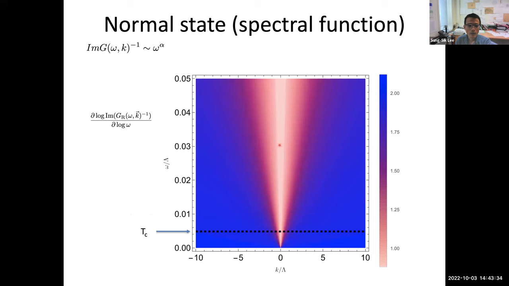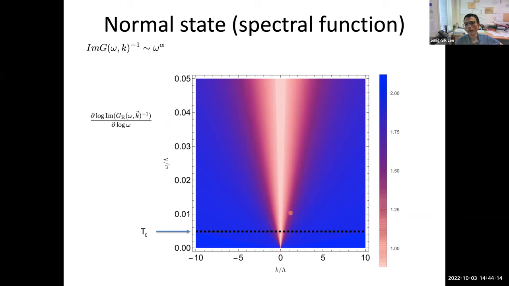So here I'm plotting the exponent with which the imaginary part of the spectral function scales with the frequency. If this is a Fermi liquid, this exponent is 2. That's the scattering rate, the inverse of the lifetime of the quasi-particle, and here I'm plotting this exponent as a function of momentum along the Fermi surface. So this is at the hotspot, and then this is the energy scale.